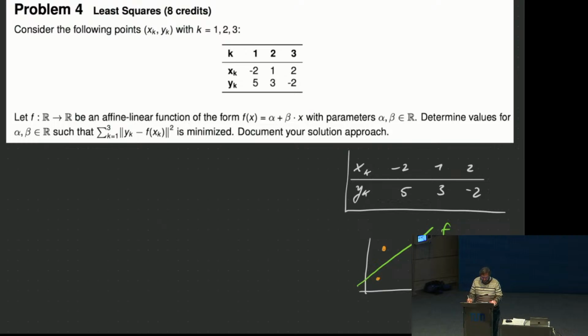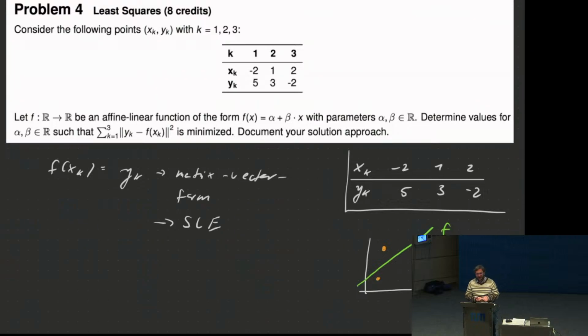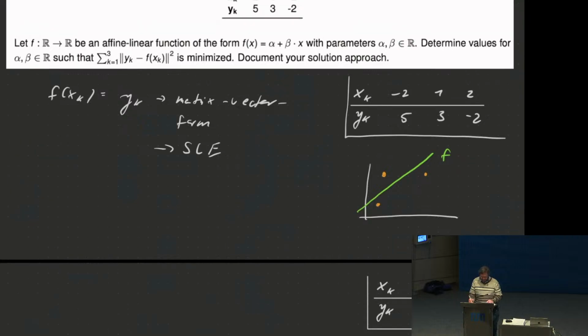Least squares method. You remember the idea, hopefully. The idea was to determine these values of alpha and beta such that ideally those equations here would be fulfilled for all the k's. And if that's not possible, at least minimize this error here. Okay, so the first thing you need to do is express that in matrix vector form. Or in other words, in the form of a system of linear equations that you can then either solve or approximate in a certain sense.